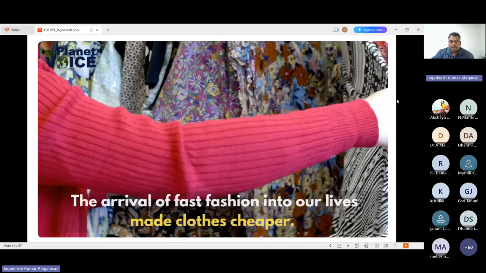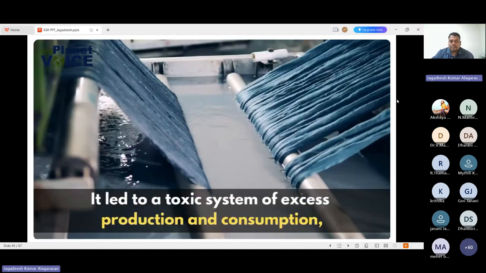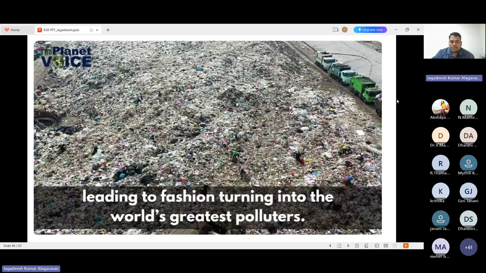So every year, it leads to a toxic system of excess production and consumption, leading to fashion turning into the world's greatest polluter. I'm not discouraging anyone. You just want to know what is happening on the hidden side. I'm not discouraging the costume design students, but you must know about these things also because I'm an environmentalist, I have to protect the environment.